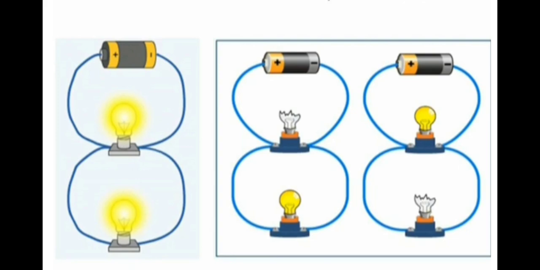Why? Because there is one more connection. So the current passes through that connection, and the bulb is glowing. In the next one also, it is the same. In a parallel circuit, if one resistor fails, the circuit will still work. Why? Because there is more than one loop.